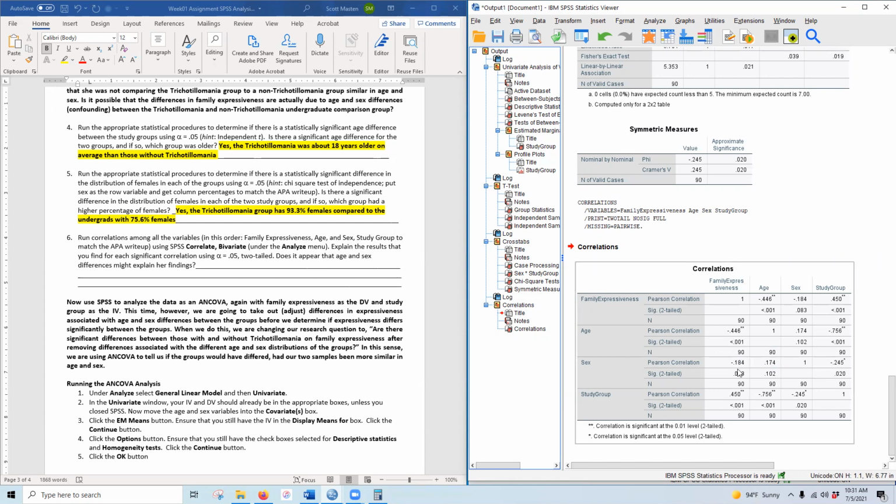All right, how about sex? It's kind of small, and it's not statistically significant, right? 0.08, not less than 0.05. So that is not significantly related to your family expressiveness, the sex distribution. So you'd say no significant relationship between sex and family expressiveness. However, age is associated with family expressiveness, and it differs between the groups. This is a potential confounder.